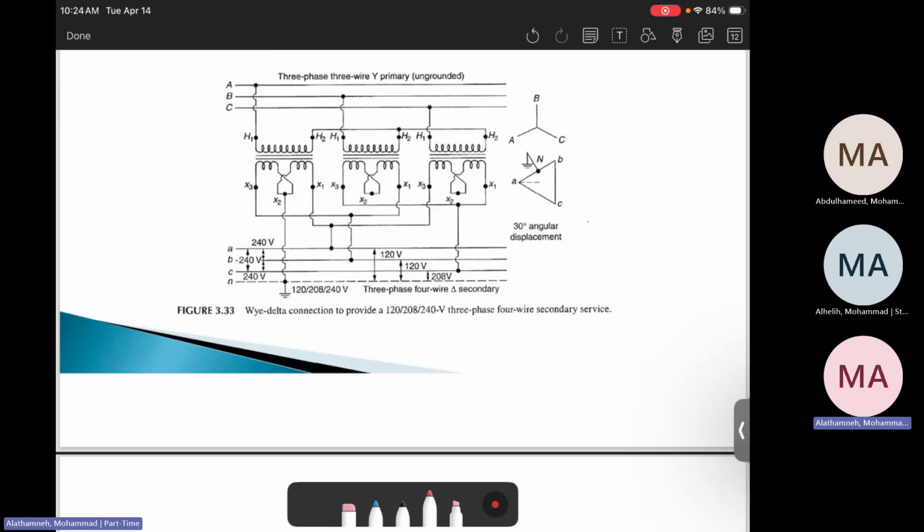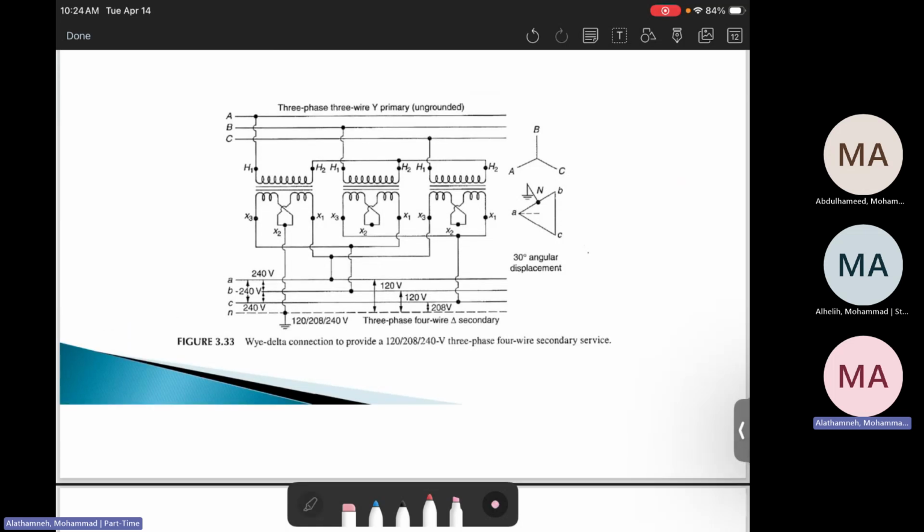Here is another one. This is Y to delta. How can we know it is Y? Look at the primary side. This is the primary side. This is Y. And look at the negative side or the returning side. This is connected to the neutral. Therefore, it is definitely Y. Then we need to look at the secondary.